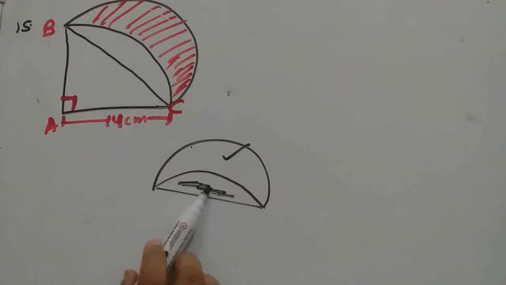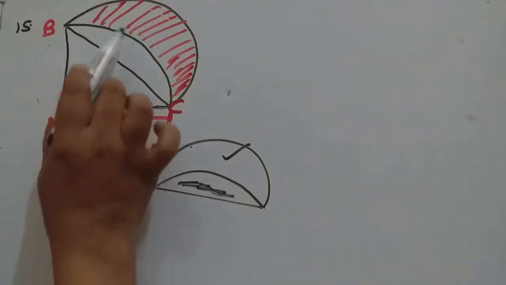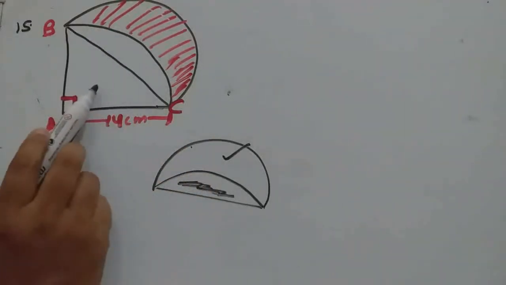Now how can we find the area of the segment? We found the area of a segment earlier also in an earlier example. By which method? Area of sector minus area of triangle.